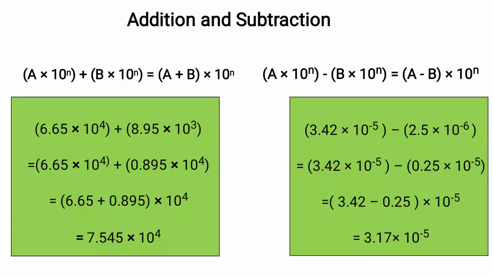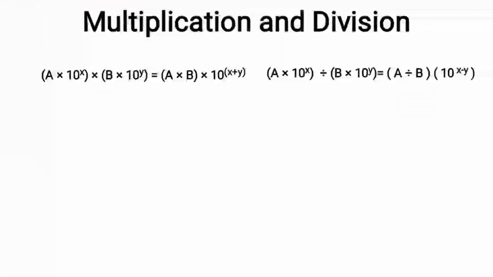So now let us see how to multiply and divide the numbers which are written in scientific notation. Going to the next topic, that is multiplication and division. In order to multiply two numbers, we first add the exponents and then multiply the coefficients. Now let us concentrate only on multiplication. Let us take an example.